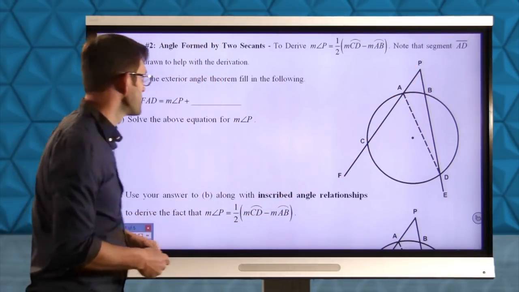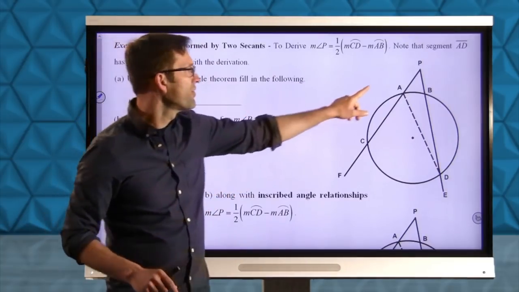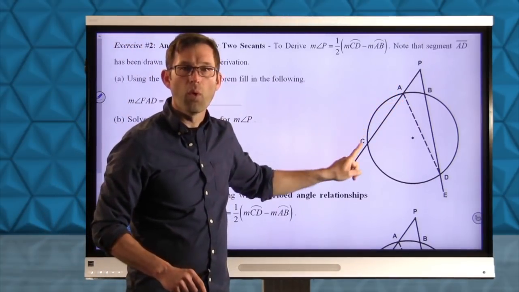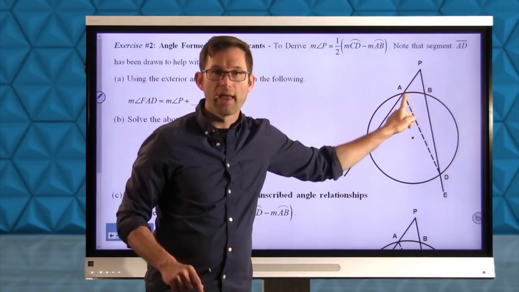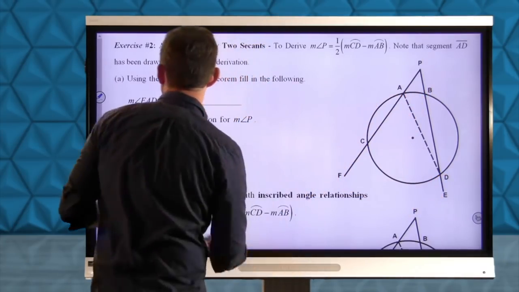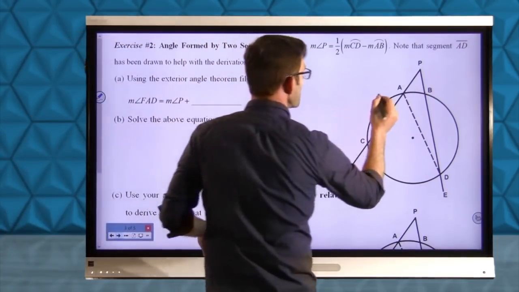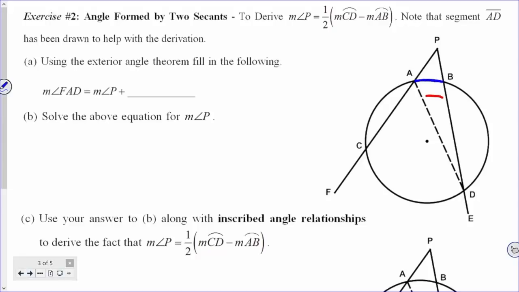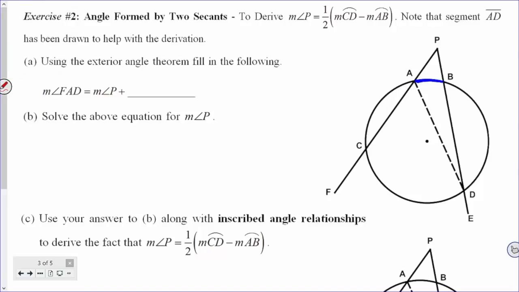So let's take a look at exercise number 2. Angle formed by two secants. So remember, this is all about the fact that the measure of angle P will be 1/2 the difference between arc CD and arc AB. And I think I'm going to actually highlight those a little bit. All right. So it's all about AB. That's interesting. And about CD.